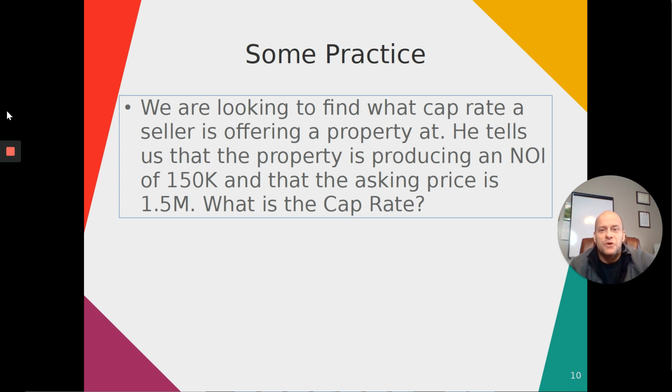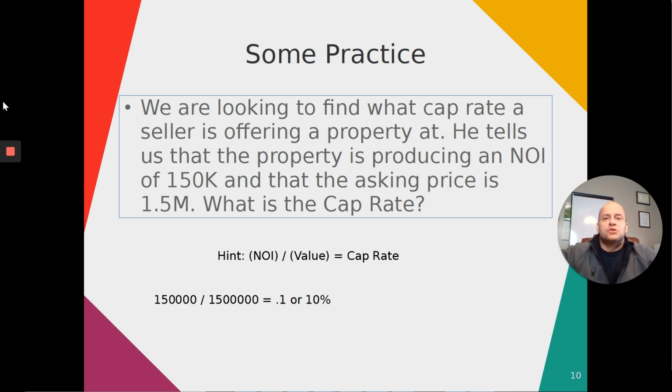All right, for those of you that might need a hint, plug it into the formula there. So let's plug this into the formula. The formula is NOI divided by value. So 150,000 divided by the sale price of 1.5 million equals 0.1 or 10%. So we would say the property is being offered at a 10 cap.